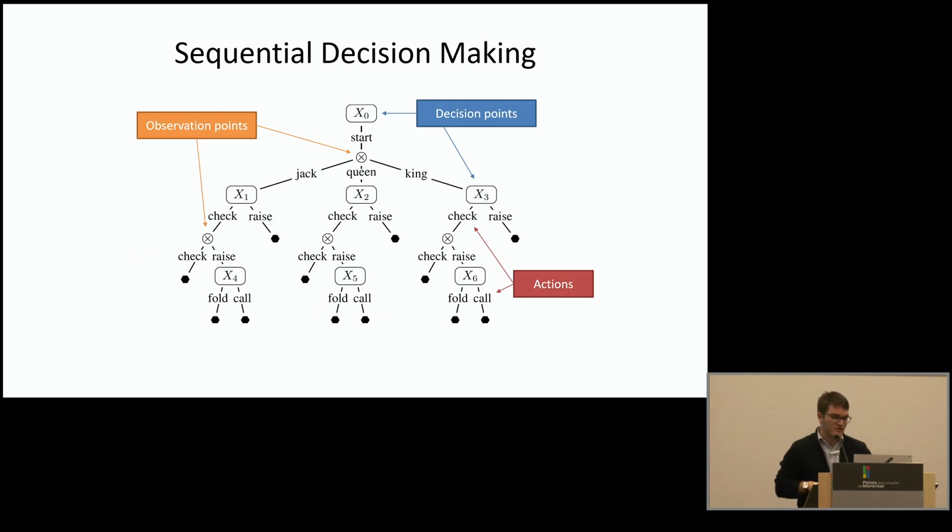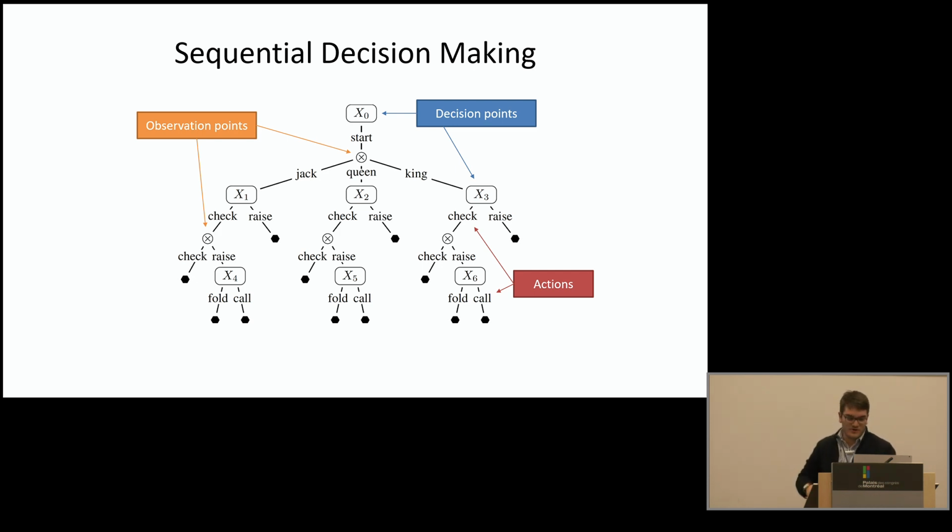So the setting that we consider is sequential decision making, and it's a single agent kind of interaction, and it's I think very easy to describe. It's from one agent's point of view, and there are three things in this decision making setting. You have decision points where the player actually has to act. There are actions that you can see on the solid lines. And then there are observation points, right?